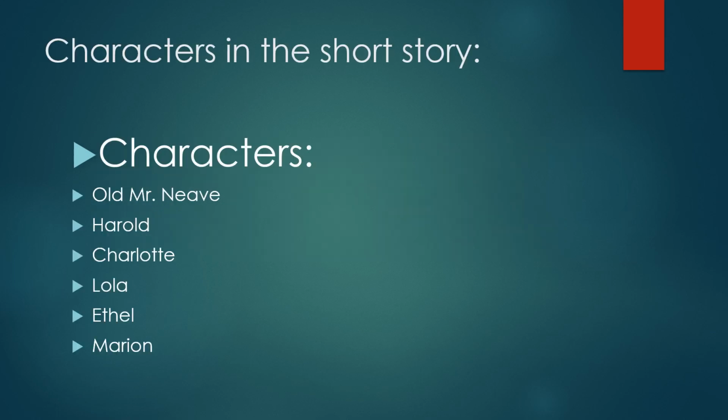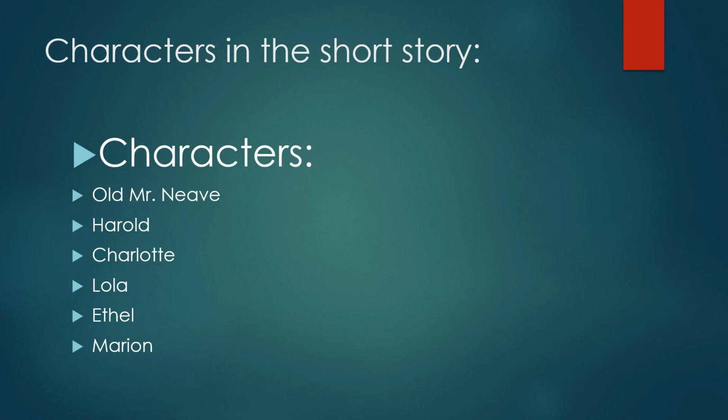Let me see the major characters that revolve around the story. The main character is old Mr. Neave. He is an old person. Then the second character is Harold. The third one is Charlotte. Fourth one is Lola. And then Ethel, and then Marion.